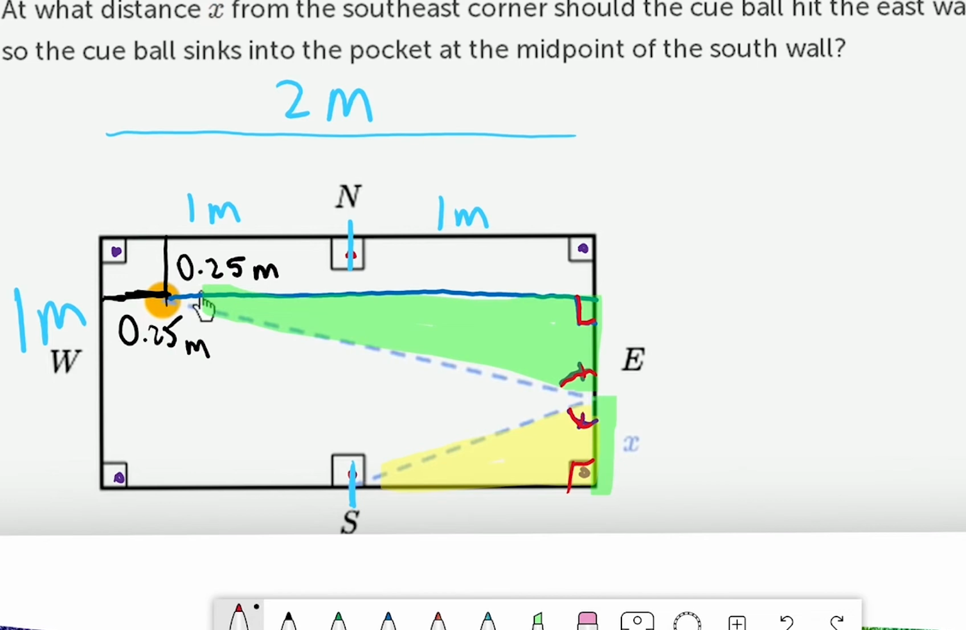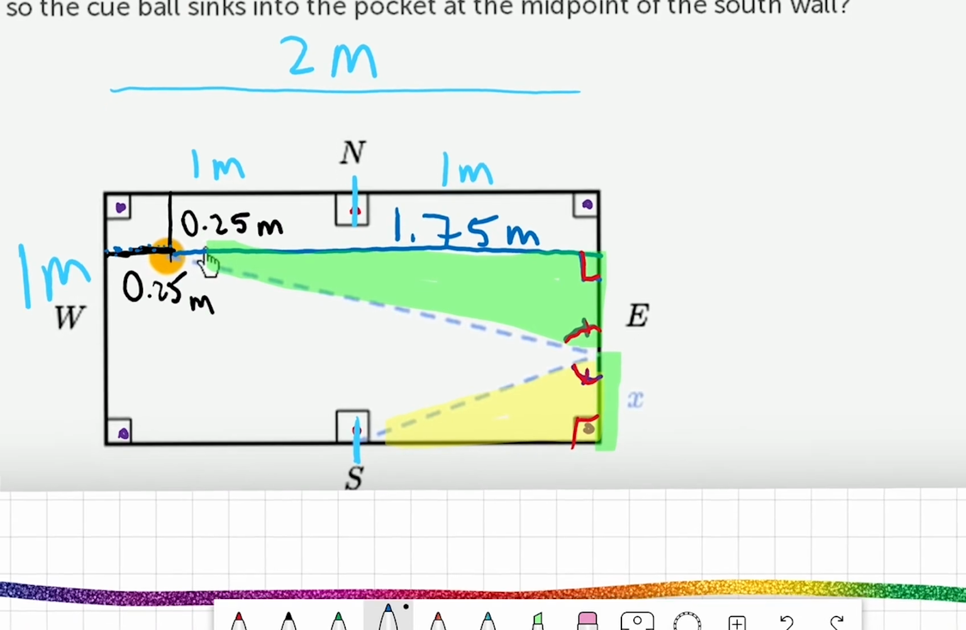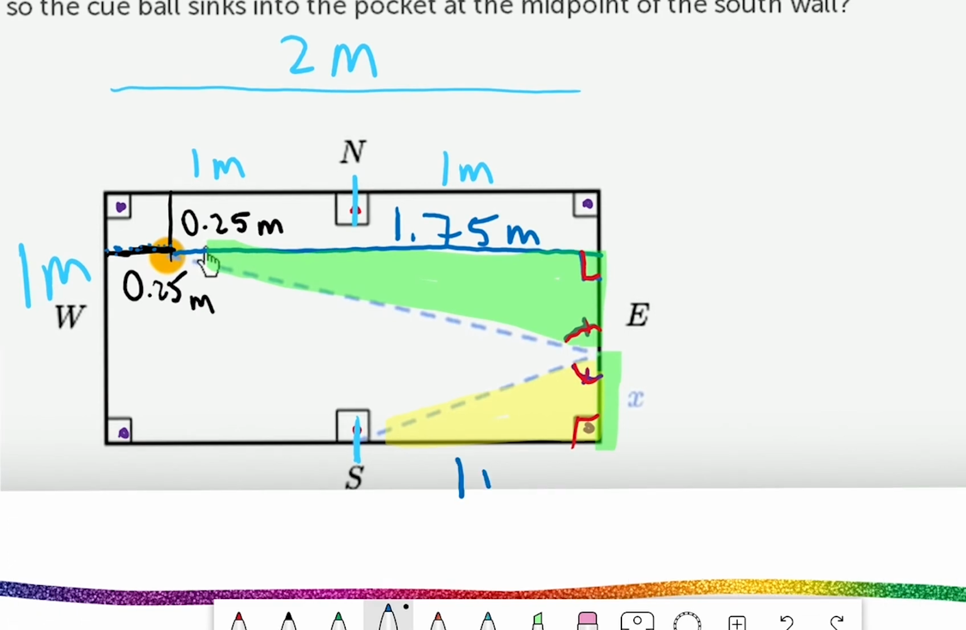So now, let's look at these lengths. And this diagram is going to get really confusing for a second, but then we're going to remove the triangles, and it'll get simple again. So if this whole top side of the table is 2 meters, and this little chunk here is 0.25 meters, then this side of this big triangle must be 1.75 meters. We also know that this bottom half of the table here is 1 meter.